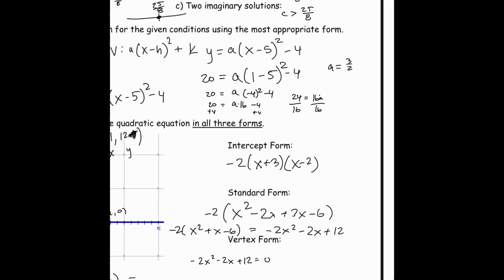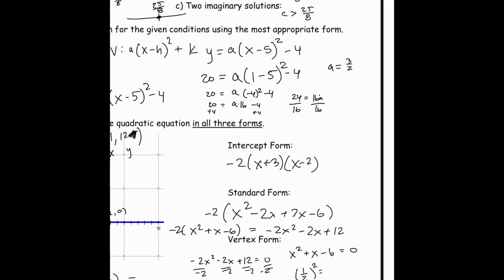So I want to complete the square. To complete the square, the a term needs to be 1. So I've got to divide everything by negative 2. So this is going to mean x squared plus, because negative 2 divided by negative 2 is positive, x minus 6 equals 0. Okay, I've got to take half of b. So right now b is 1. When I take half of it, I get 1 half. So this 1 half is very important. It's going to show up later.